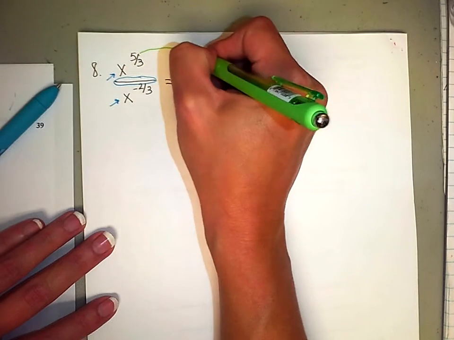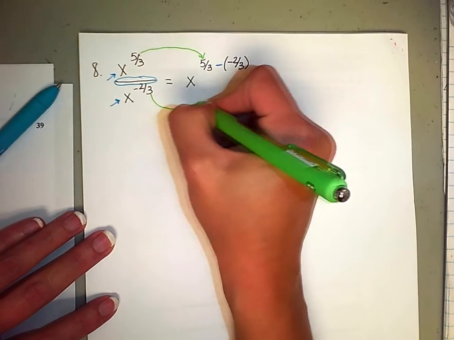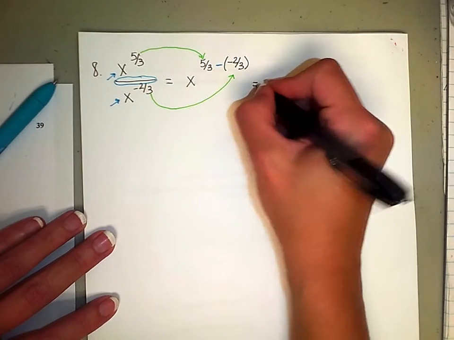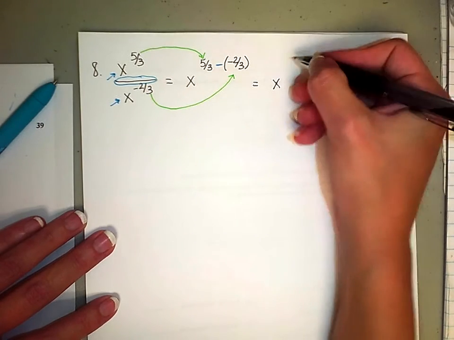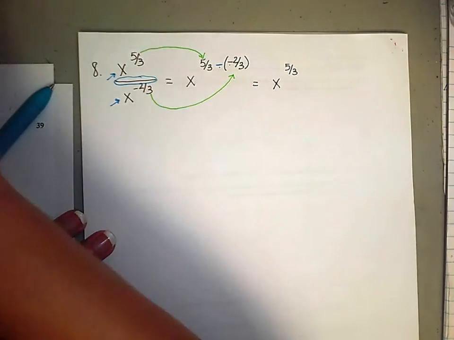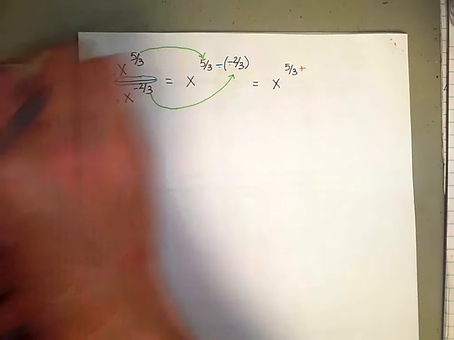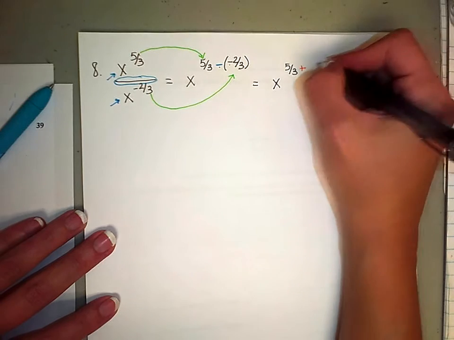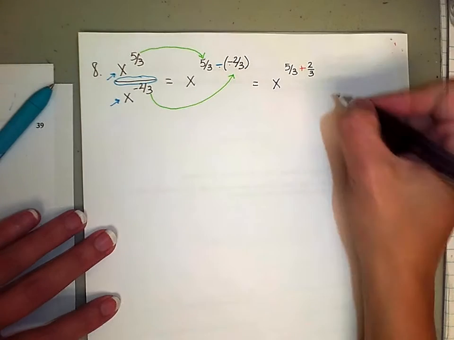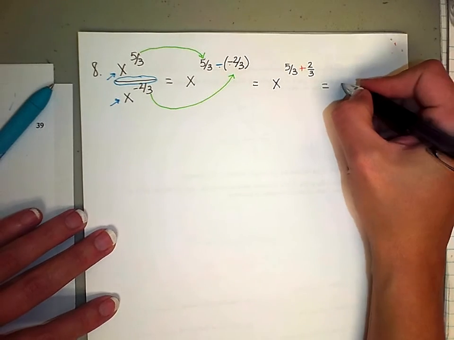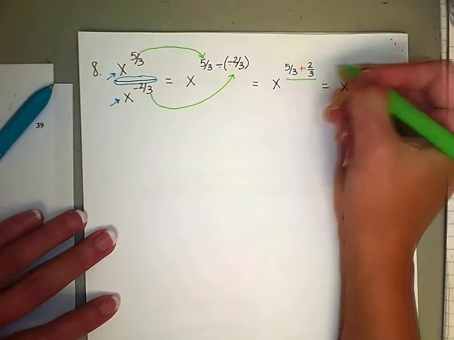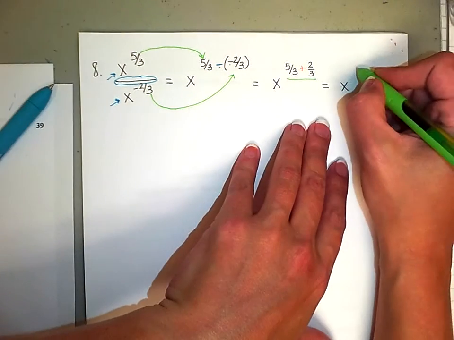5/3 from here, the negative 2/3 from here. So this becomes, when you're subtracting a negative, it becomes a positive 2/3. And finally we can simplify this. X to the 5/3 plus 2/3 is 7/3.